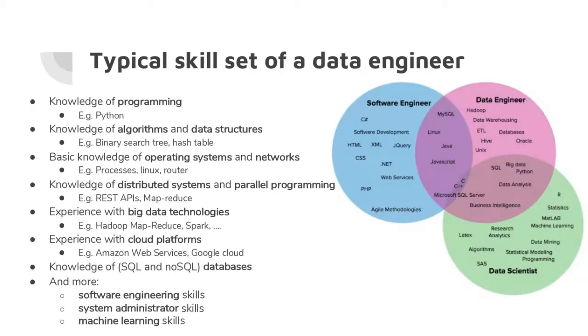So here's another overview of the skills of a data engineer, and you see this Venn diagram here. The data engineer is kind of an intersection between a software engineer and a data scientist. So he combines skills of both a software engineer and a data scientist, and there are also some additional skills specific to a data engineer, such as data warehousing or distributed programming with Hadoop.